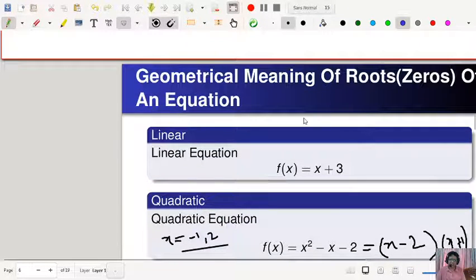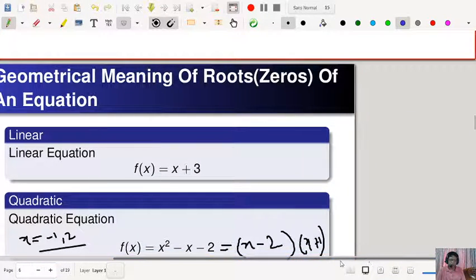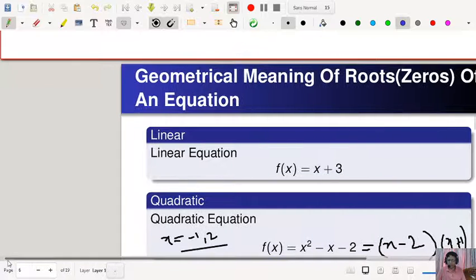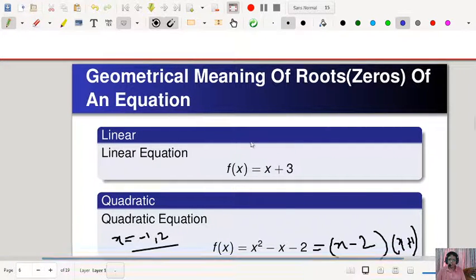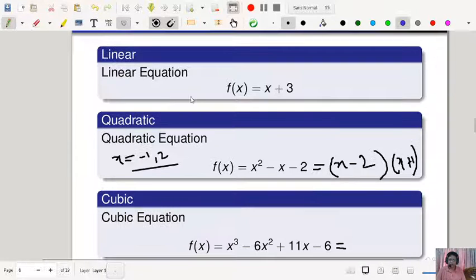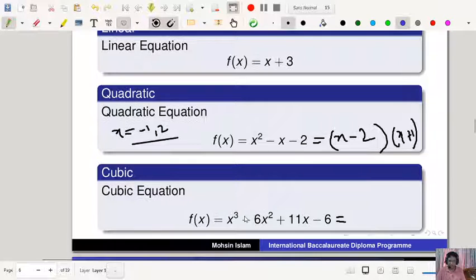What was my target? My target was to explain the geometrical meaning of the roots of an equation. The geometrical meaning is already explained with the factorization.